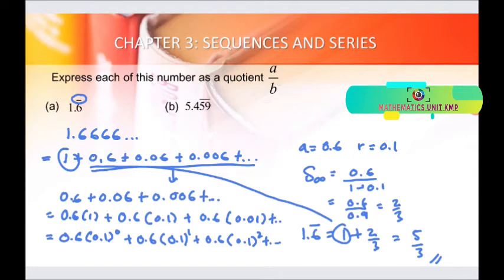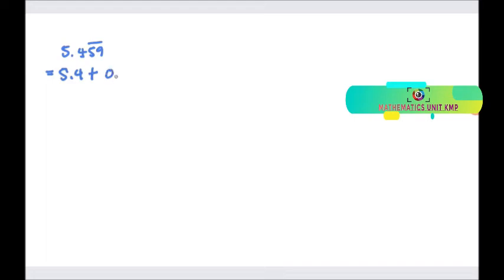Next we're going to find the quotient form for 5.459, with the 59 repeating. So from here we can write the series in the form 5.4 plus 0.059 plus 0.00059 plus 0.0000059 and so on.